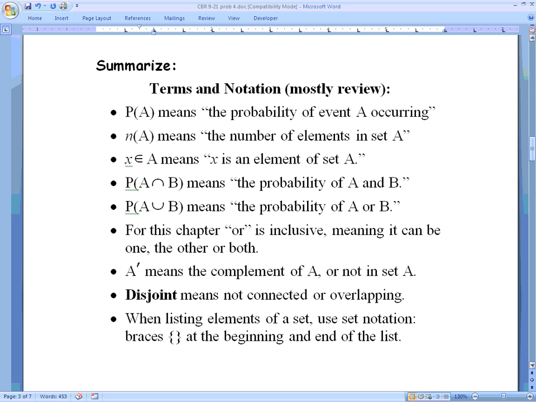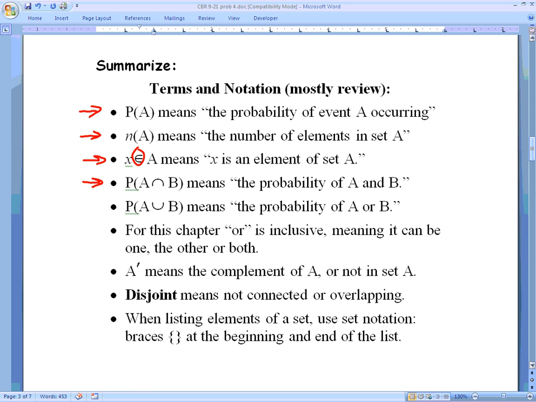So we've definitely seen this before: P parentheses A. It's sort of like function notation, but the capital P stands for probability. So if I see P(A), that means the probability of event A occurring. Lowercase n of A is the number of elements in set A, sort of like the numerator of the probability, the frequency, if you will. When we see x, we're talking about our data. When we see this little symbol here, which looks like a fancy E, it means element. So this means x is an element of set A, or it's part of set A.